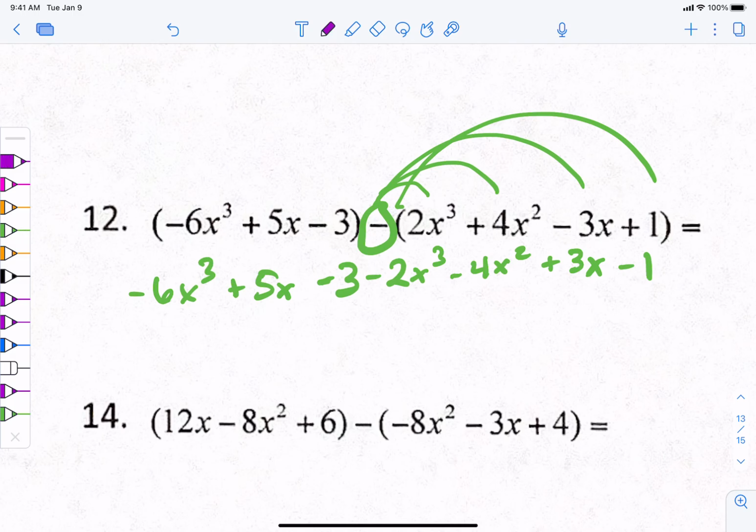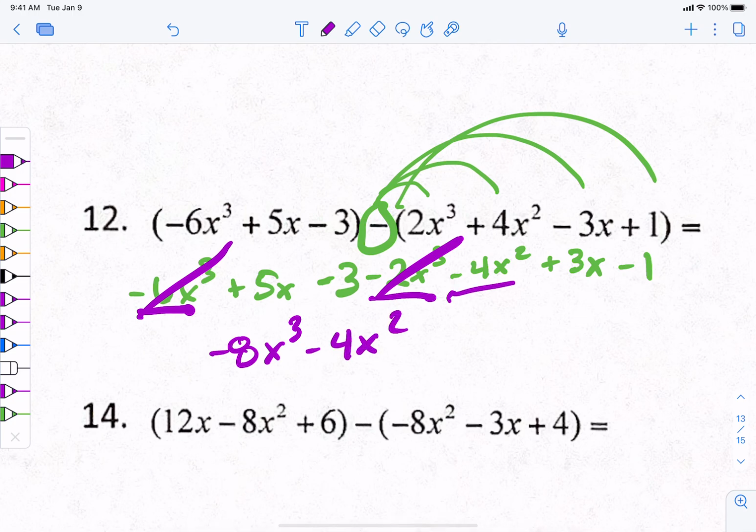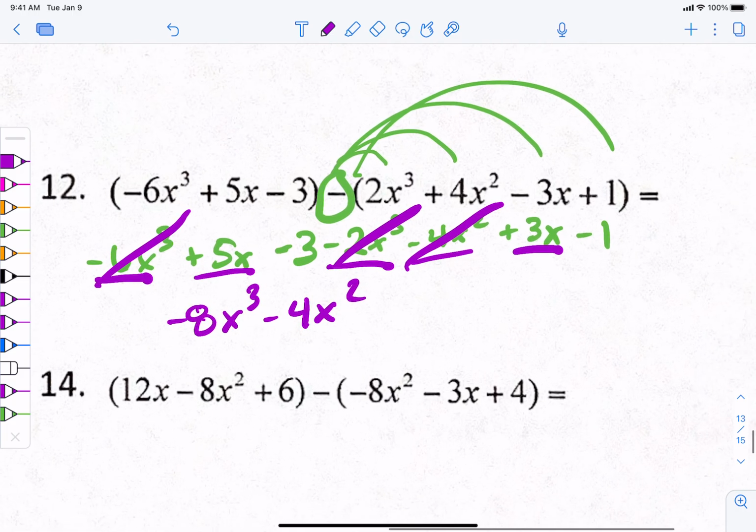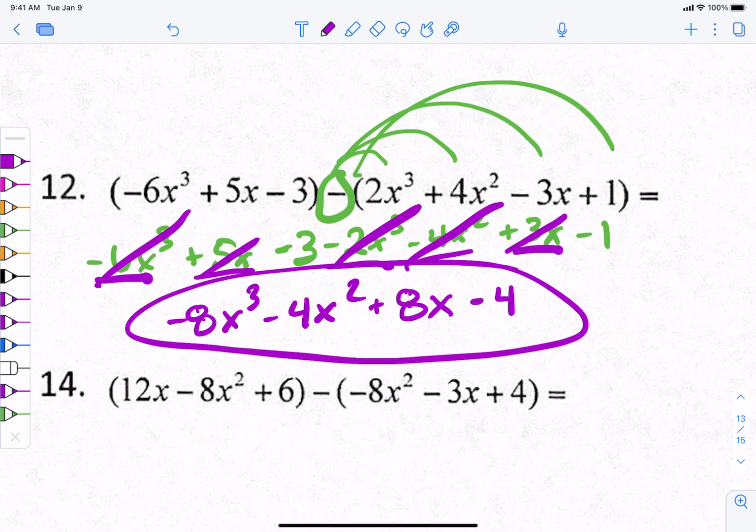So, what's the highest power? Negative 6x cubed minus 2x cubed is negative 8x cubed, and I'm going to cross them off. Then we have x squareds. We only have one of those, so minus 4x squared. How many x's? 5 and 3, positive 5 and positive 3 makes positive 8x. And minus 3 minus 1? Minus 4. There we go. Okay, all done.